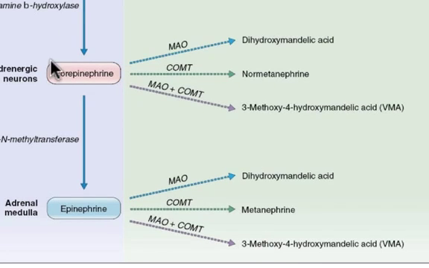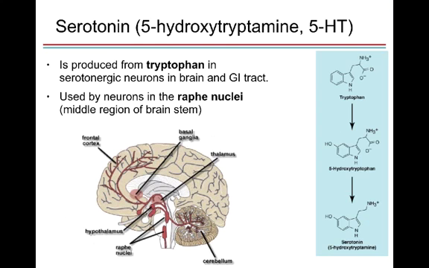The most important metabolite that you need to know for norepinephrine would be normetanephrine. The most important metabolite of epinephrine that you need to know is metanephrine, and the most important metabolite of either norepinephrine and epinephrine as a result of the function of both would be VMA. VMA stands for 3-methoxy-4-hydroxymandelic acid, and that is going to bring us to the serotonin.